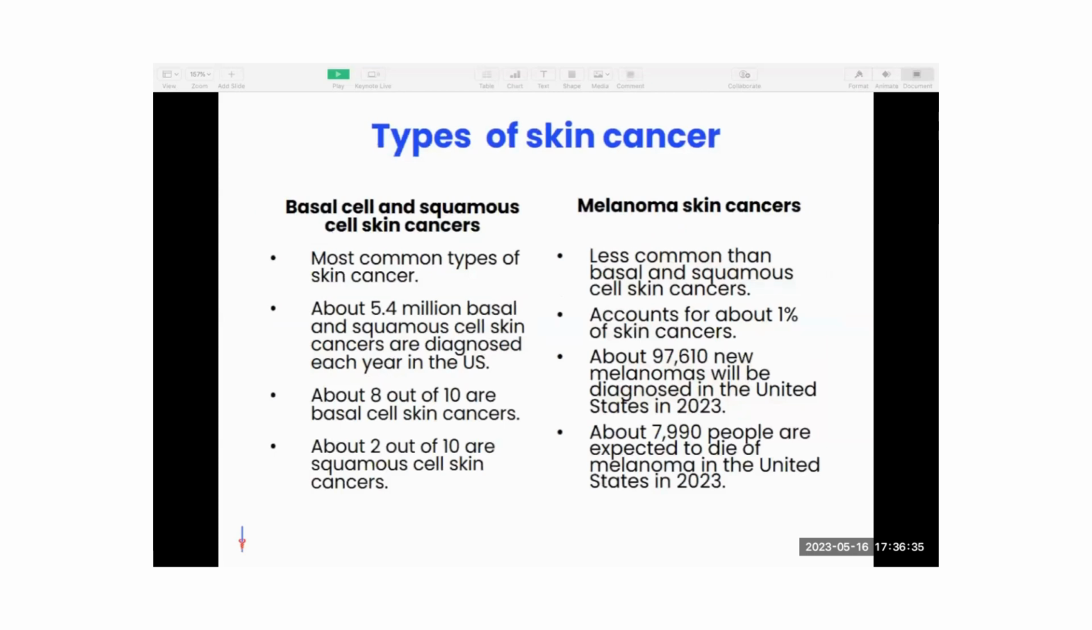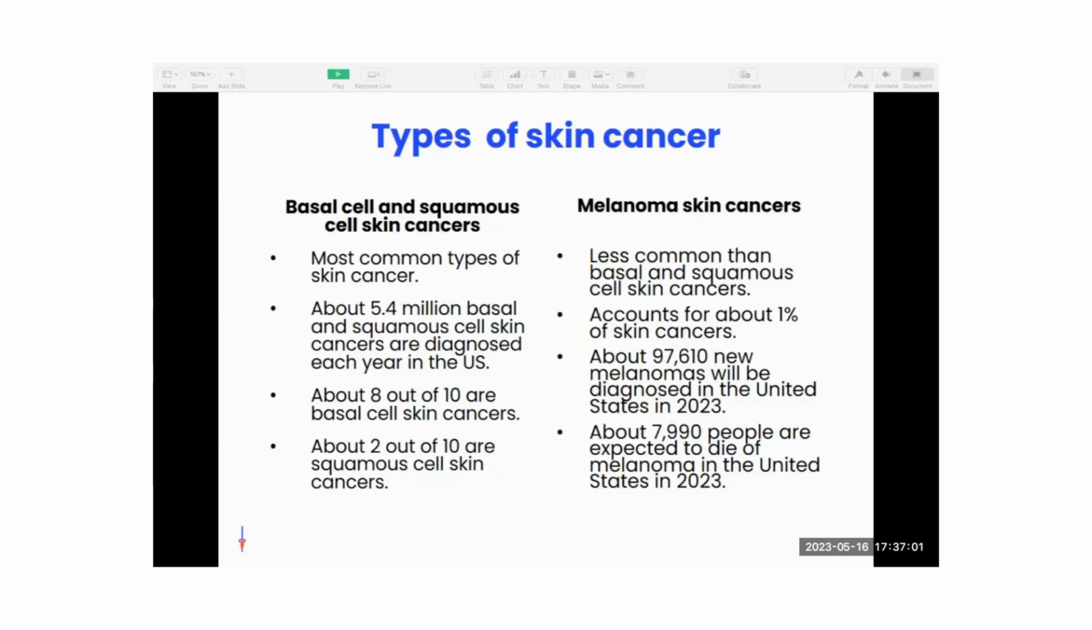Basal and squamous cell are by far the most common types and very common. About 8 out of 10 of those are the basal cell type of skin cancer. 2 out of 10 are the squamous cell type. And melanoma is much less common, about 1% of skin cancers, but it is the most deadly. So I don't want to belittle the melanoma, but that's a whole talk in itself.